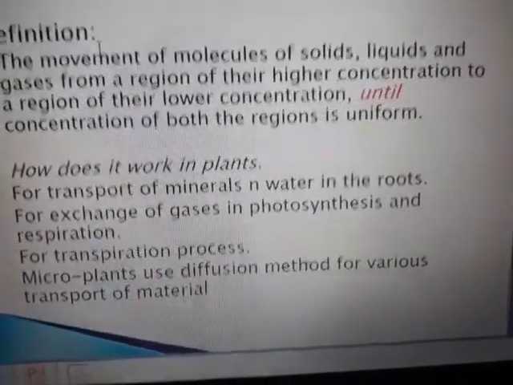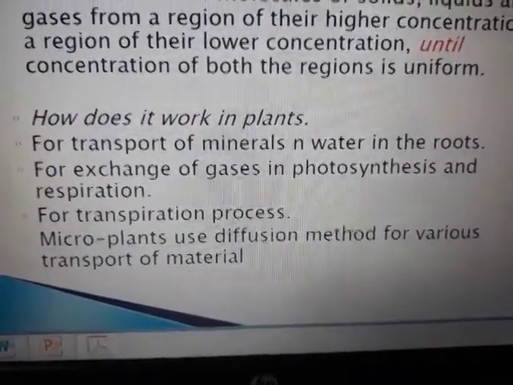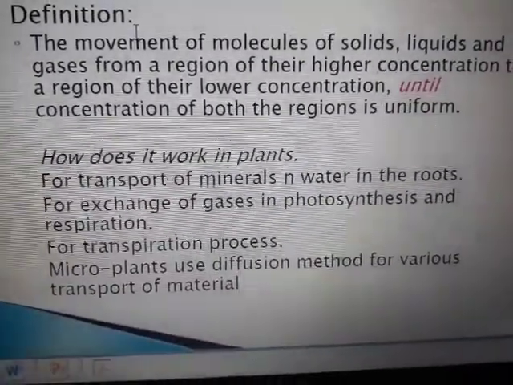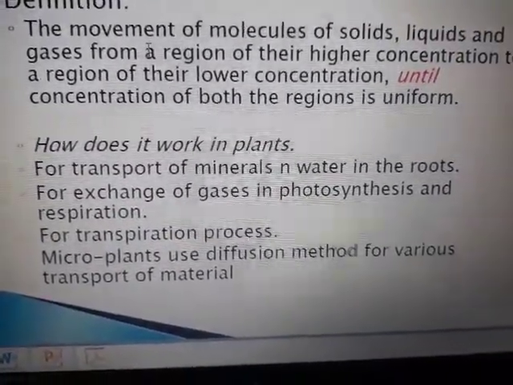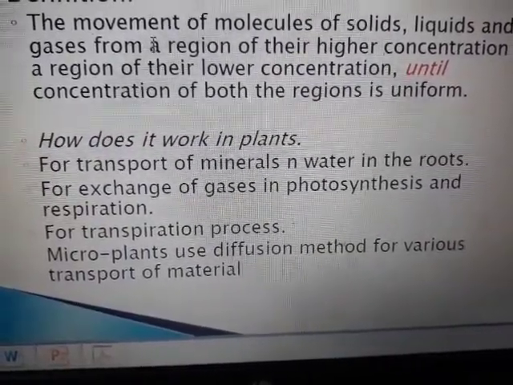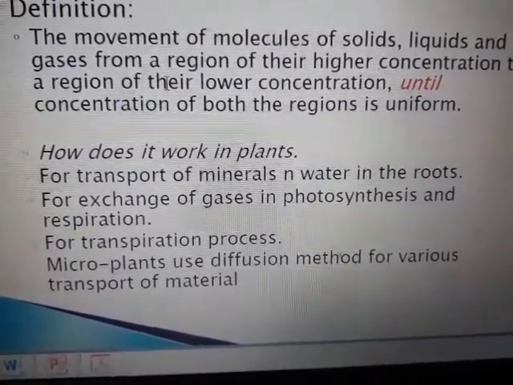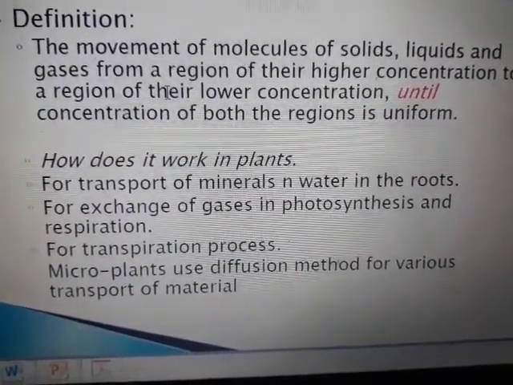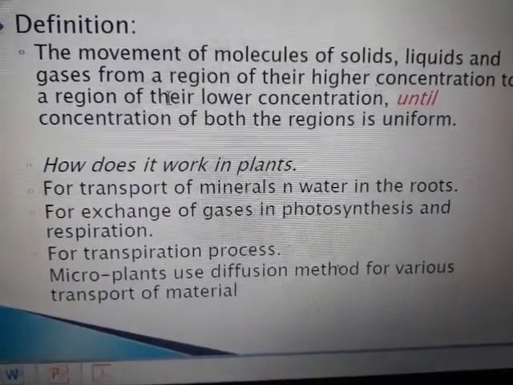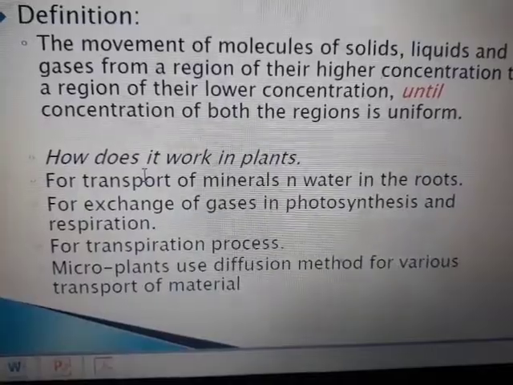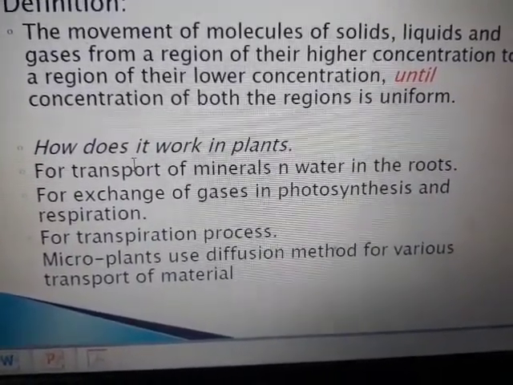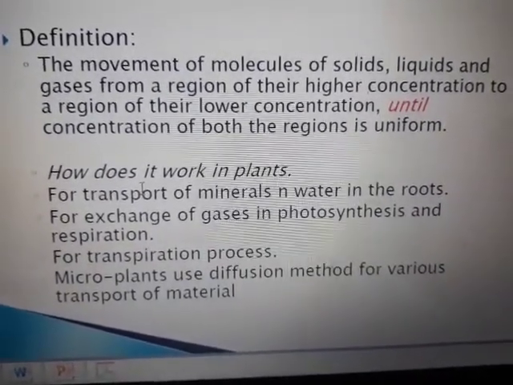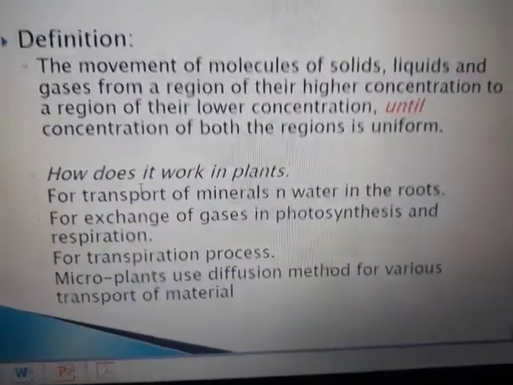Okay, so how does it actually apply in plants? For transport of minerals and water in the roots. Okay, this kind of process is required in the plants for the transport of minerals and water in the roots. For exchange of gases in photosynthesis and respiration, yeah, this is also a process. This process is also used during photosynthesis and respiration. For transpiration, we all know what is transpiration, when the water vapor is given out from the leaves. Micro plants use different methods of various transport material. So there are very small plants as well that use the diffusion method for the various transport of material. Okay.